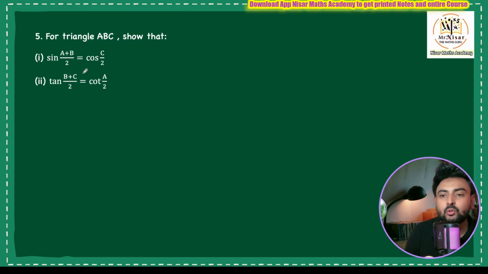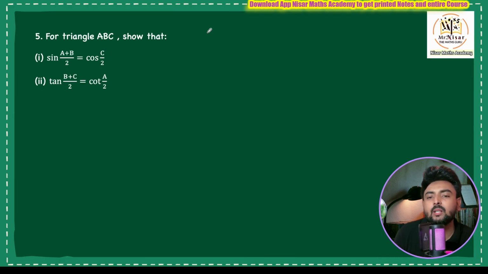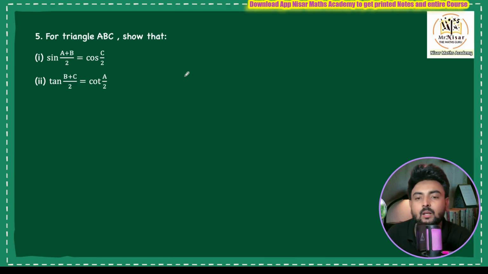The next question we have: for triangle ABC, show that sin of (A plus B) by 2 is equal to cos C by 2. This question we have done in MCQ, the same type of question. Come on, we'll try to solve it again. Just I'll change the ink of the pen. Yeah, so let's go ahead.